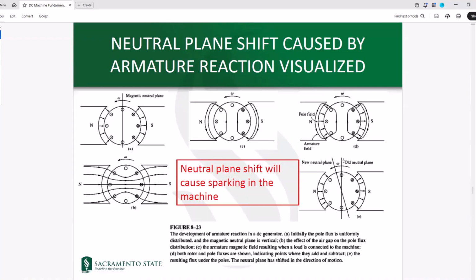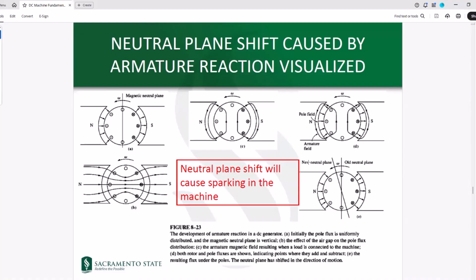So the original neutral plane was supposed to be here. This is the old one. But because of this effect of the armature, we see that the new neutral plane would have shifted compared to the original neutral plane. This original neutral plane happens when the machine is at no load conditions, when there is no current existing in the armature windings. But when there is a current existing in the armature winding, whether in the form of a generator or a motor, doesn't matter, in both cases you would have a neutral plane shift.